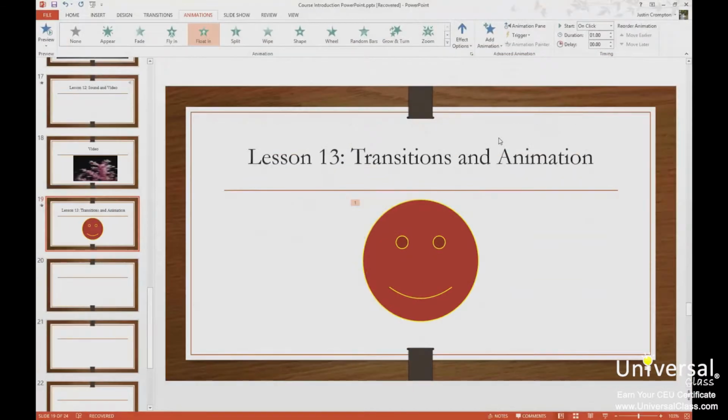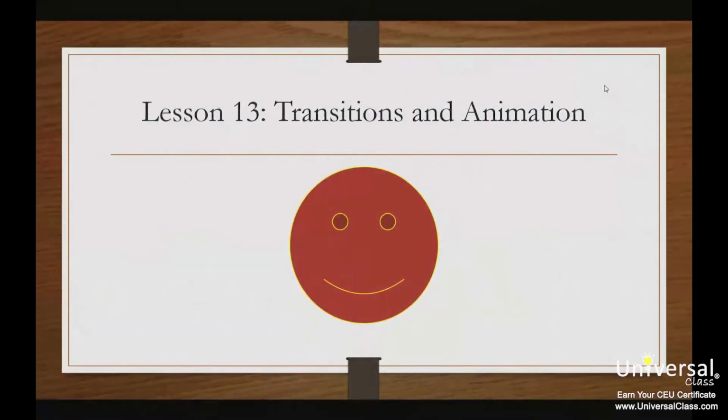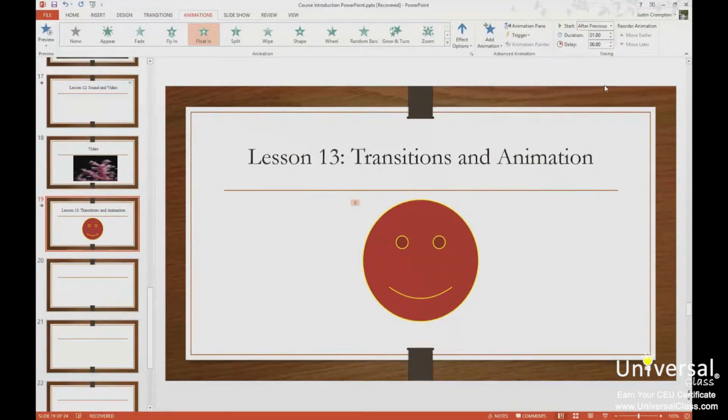Now, what if I want the smiley face to appear without having to click the mouse? Then I'll change the animation to with or after previous. I only have one animation, so with or after really makes no difference. So now, as this slide transitions, there comes my smiley face automatically. Now, with previous and after previous do make a difference if I have more than one animation.